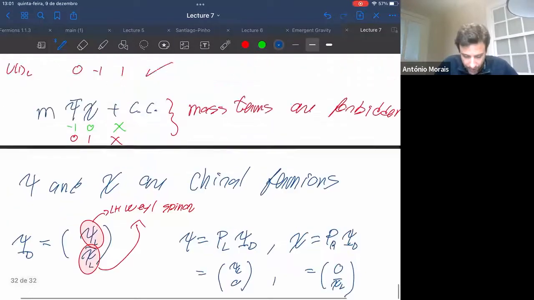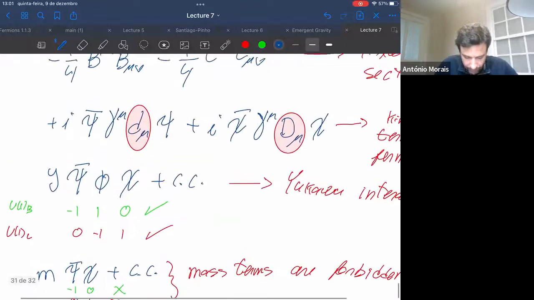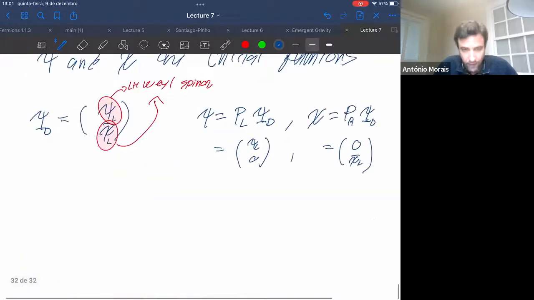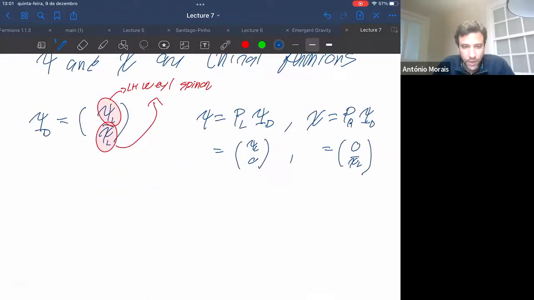But this Lagrangian is clearly written in terms of Dirac chiral spinors. So just the covariant derivatives. I'm just saying it's already there.